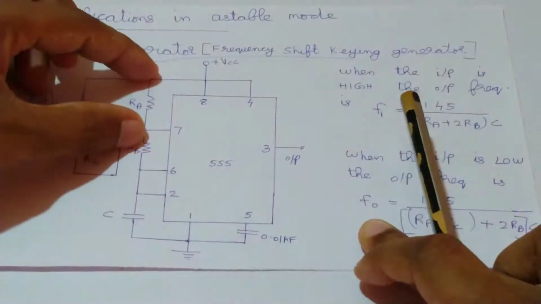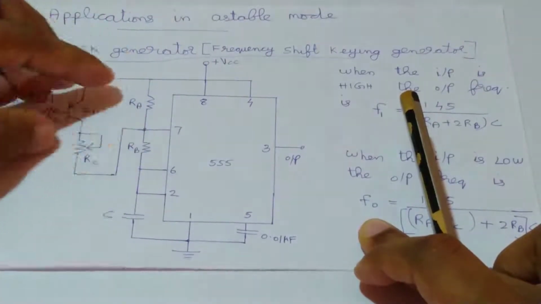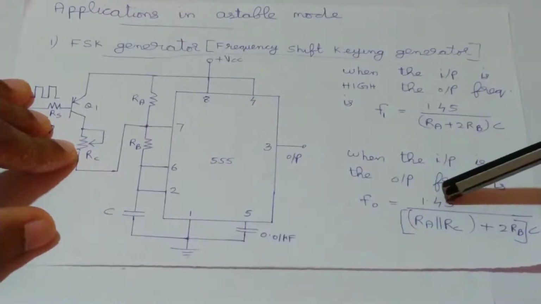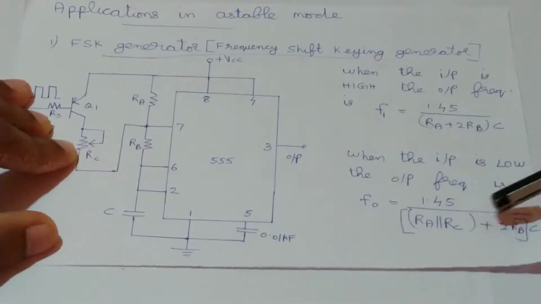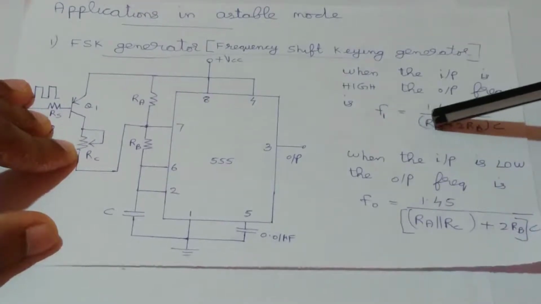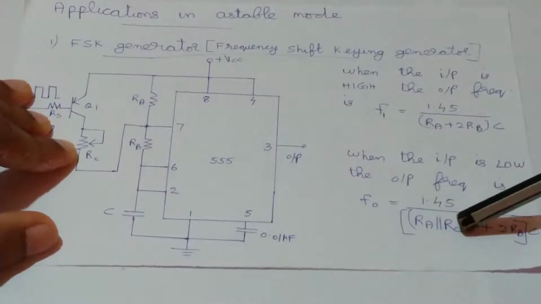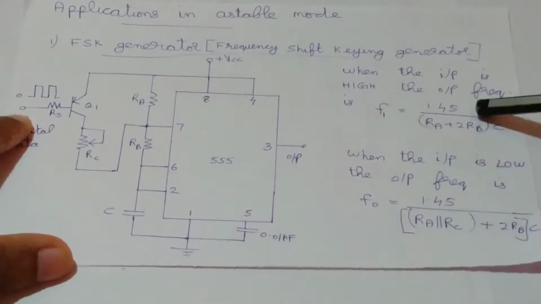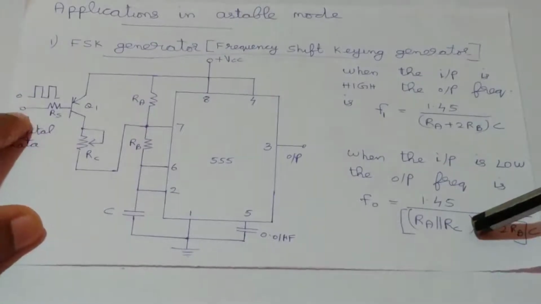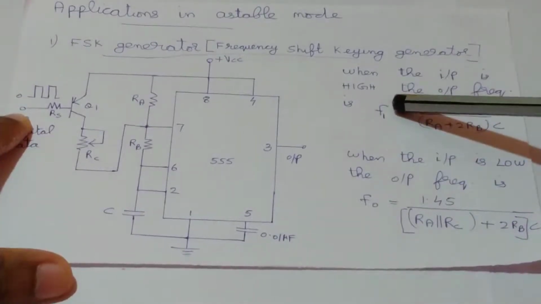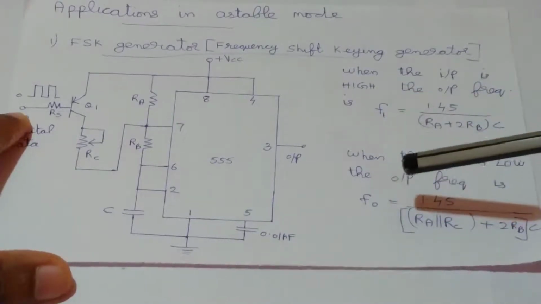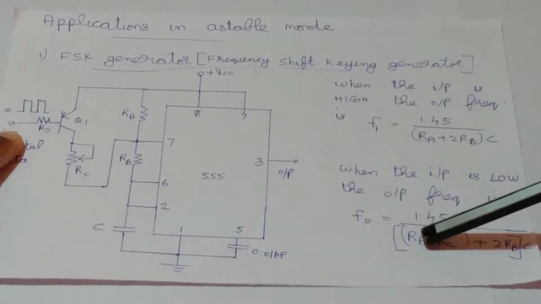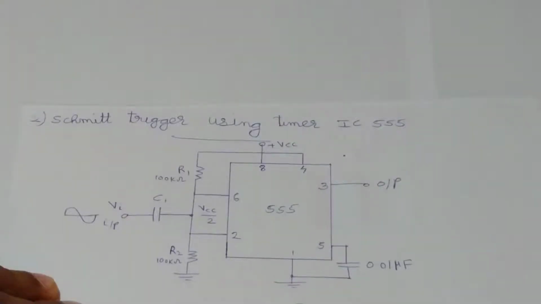So now the effective resistance between these two points is RA parallel to RC. Hence the output frequency will be 1.45 divided by (RA parallel RC plus 2RB) into C. So in the place of this RA, here RA parallel RC comes when the modulating input signal is 0. So these two frequencies are different. When the modulating input signal is 1, we will get this F1 frequency at the output, and when the modulating input signal is 0, we will get this F0 at the output, and that is the idea of FSK modulation. Let's now consider the application as Schmitt trigger circuit.